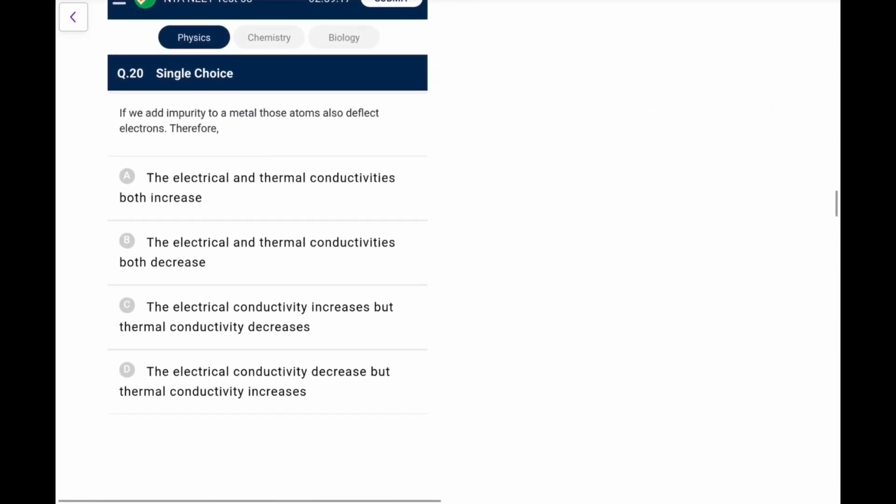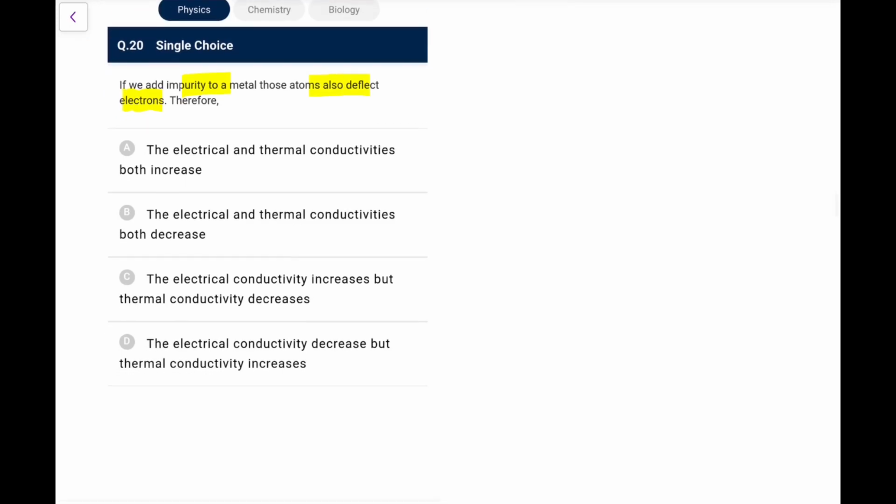Next one, 20th one. If we add impurity to a metal whose atoms also deflect electrons, what will happen? The electrical and thermal conductivities both increase, both decrease, electrical increases but thermal decreases, or electrical decreases but thermal increases. This is a question perhaps I have seen in some VIT paper before, and this question confused me then also. Simply, the reason here is that the number of electrons will increase, their collisions will increase, so both conductivities are going to decrease. That is what you can remember.